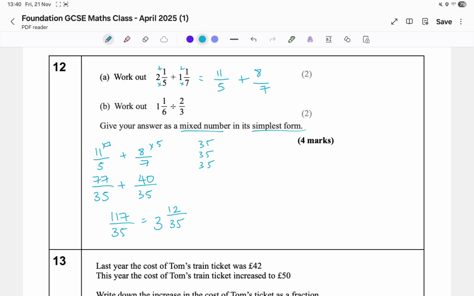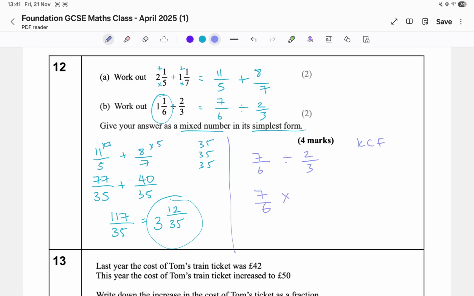Next question, again, that's in its simplest form, that's right. Work out 1 and 1/6 divided by 2/3. I need to convert this to an improper fraction first. So 6 times 1 is 6. Add 1 is 7 divided by 6, divided by 2/3. So remember, when you're dividing fractions, it's keep, change, flip. So you keep the first fraction, change the sign to a time, and flip the second fraction. Now I can just time them across. 7 times 3 is 21. 6 times 2 is 12. And if I want to simplify this, I can divide the top and the bottom by 3.